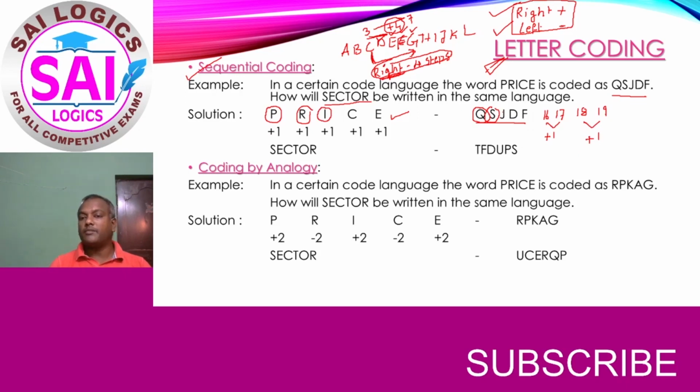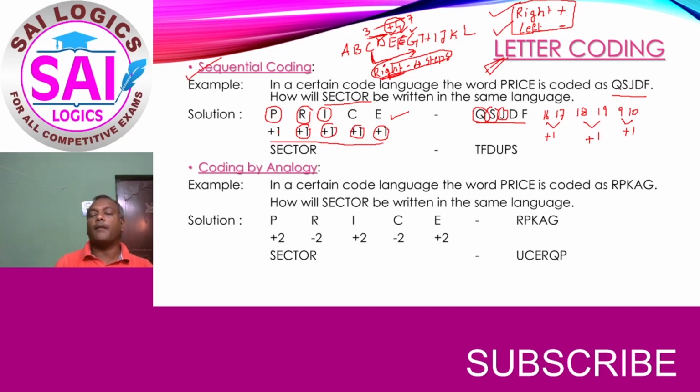And here it has become J. So the value of I is 9 and J is 10. Again the difference is plus 1. So here if you can observe, P plus 1 is Q and R plus 1 is S, I plus 1 is J, C plus 1 is D and E plus 1 is F. So this is the sequence you can observe here.